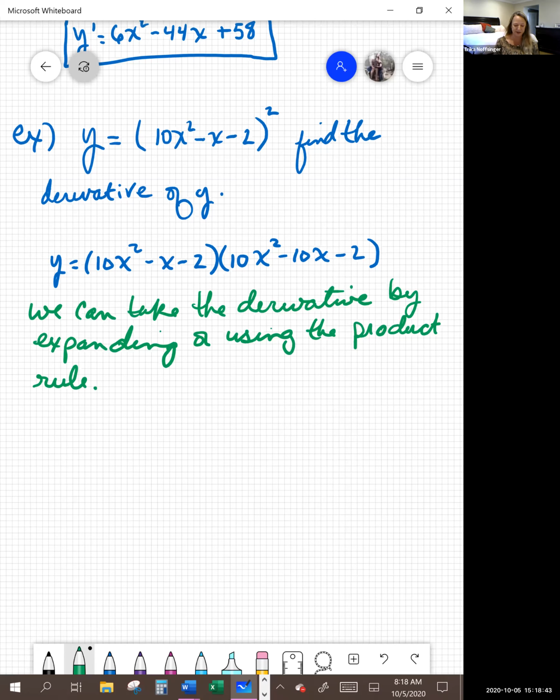I was going to say, okay, everybody in the top 2 rows, you're going to solve this by using the product rule. Everybody on the bottom 2 rows, you're going to solve this by expanding and then using the general power rule. So how about this? If you're on the top half of your screen, you're going to use the product rule. If you're on the bottom half of your tile, you're going to distribute and then use your general power rule. And I'm going to pause that while you have a moment to try.